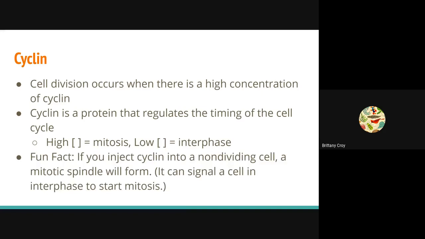Scientists have done some cool experiments with cyclin, and they've found that if you inject cyclin into a non-dividing cell, a mitotic spindle will form. Remember, mitotic spindles form right before mitosis starts. So basically, anytime you add cyclins, it makes the cell start growing.